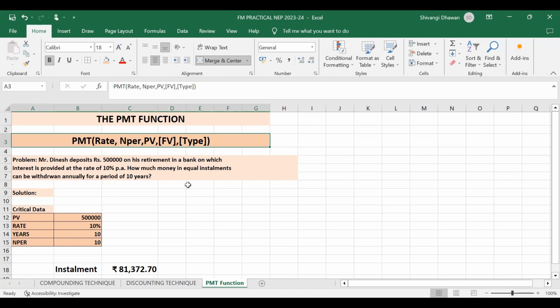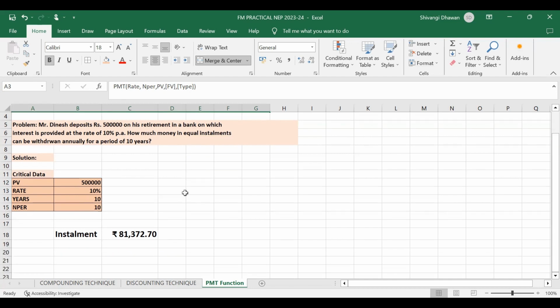Mr. Dinesh deposits rupees 5 lakh on his retirement in a bank, on which interest is provided at the rate of 10% per annum. How much money in equal installments can be withdrawn annually for a period of 10 years? So, the solution of this question will begin by entering the critical data.